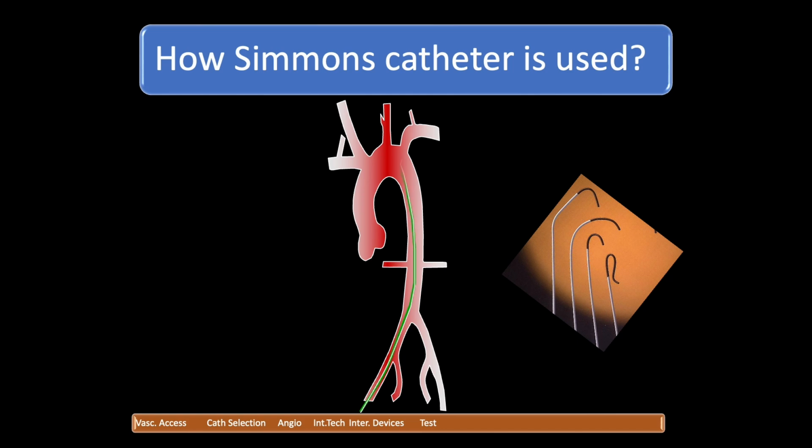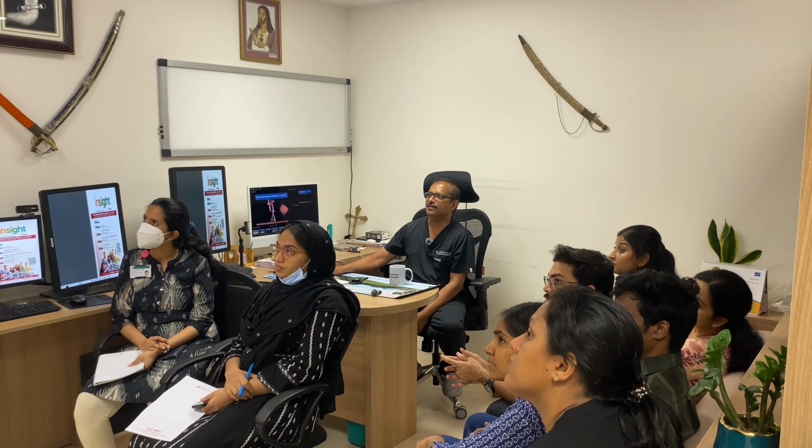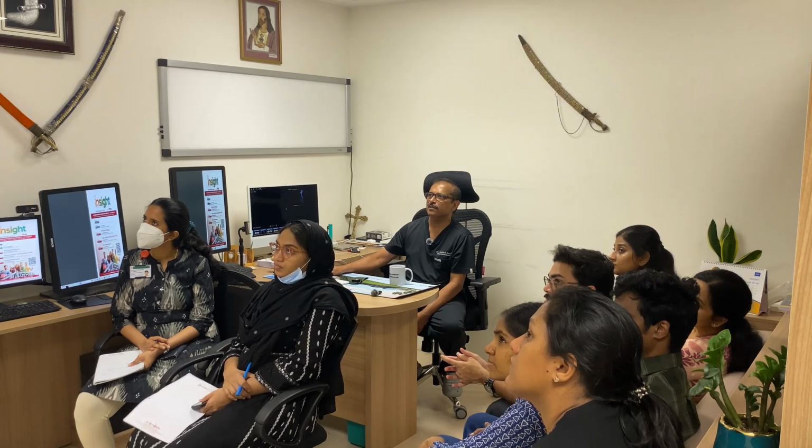Here, this one, Sims. When you introduce it inside, it will be straight because it is on the wire, only then can it go. But once you pull out the wire and then push, it reforms the curve like that. Then you twist the curve and get it inside wherever you want.